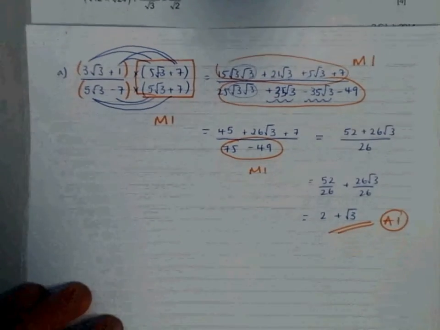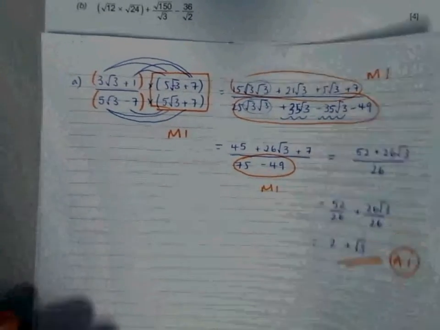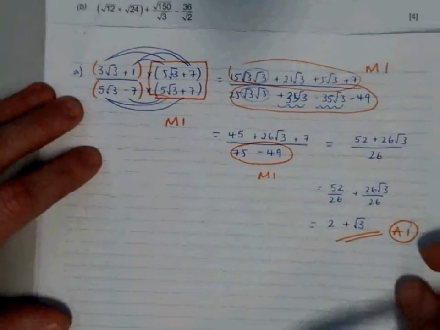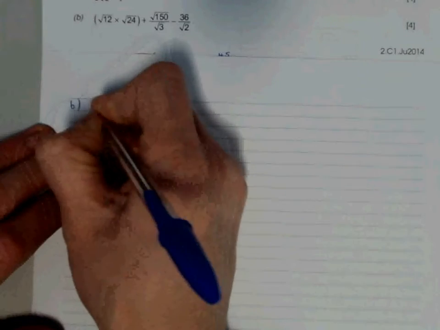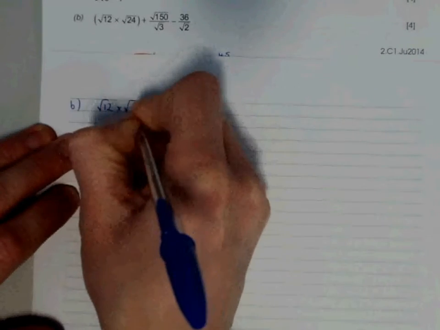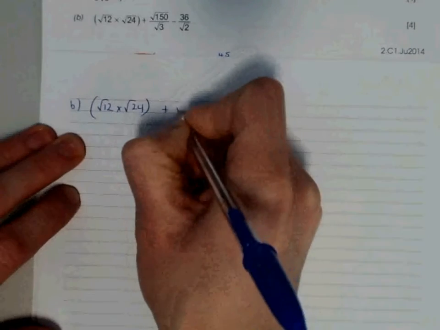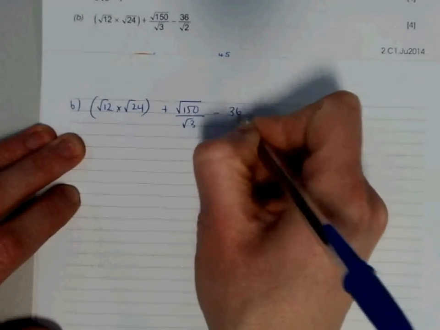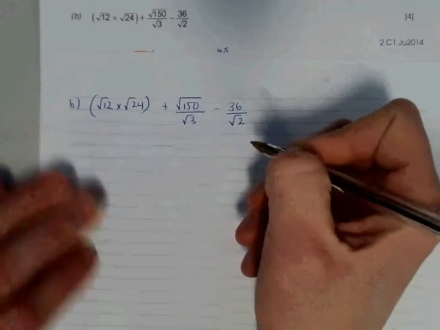Second part of that question then, simplify the next one along. I'll just turn this bit of paper upside down, there we go. So, you can see I made a mistake on that one, I'll start again, terrible. So, part B, root 12 times root 24 plus root 150 over root 3 minus 36 over root 2.